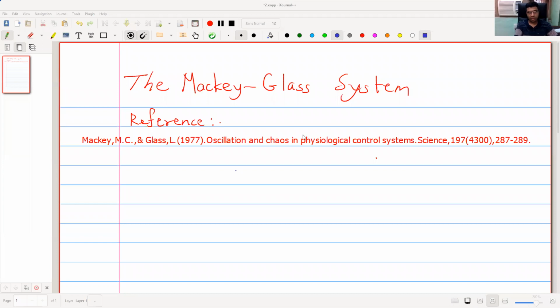Dear students, today we are going to discuss one delay differential equation arising in physiology. The model is called the Mackey-Glass system. These are names of scientists, Mackey and Glass. So first we discuss the model, we understand the physiology behind it, and then analyze.